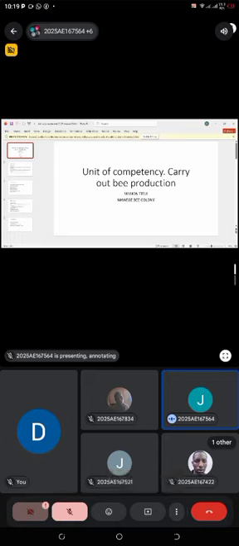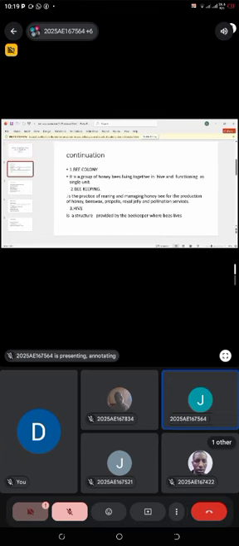The unit is about carrying out bee production, and the session title is Manage Bee Colony. I would like us to start now. What's a bee colony? Can someone tell us what a bee colony is?